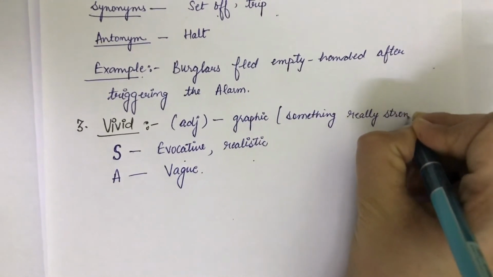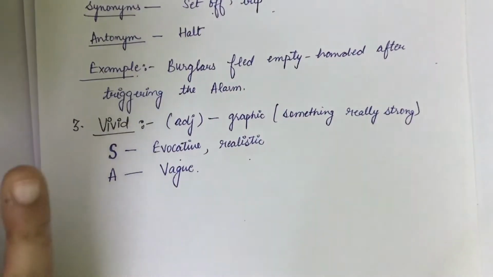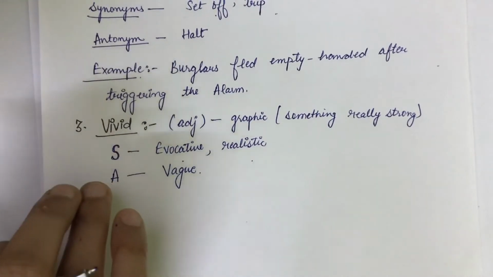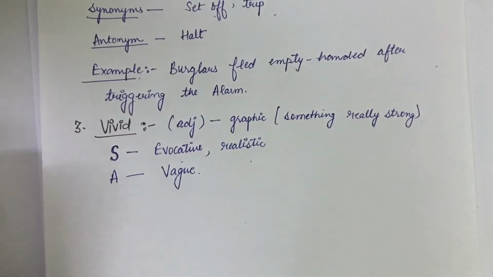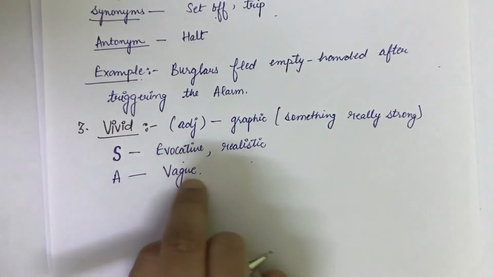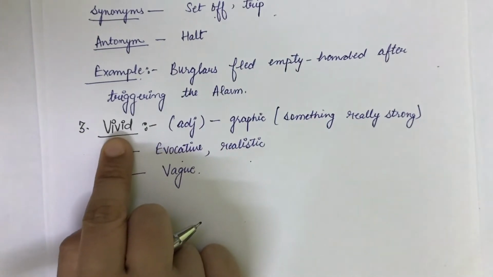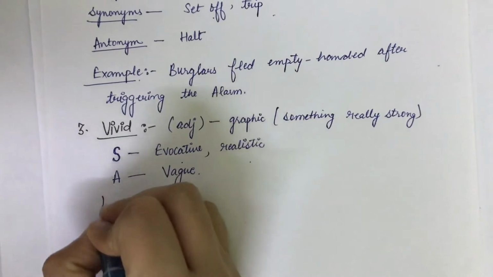and what is the meaning of vague here? Something that is in an unclear manner. Okay, so this is the opposite of vivid here. Okay, so if you want to write down something unclear, then you can use the word vague here. Okay, which is exact opposite of the word vivid. Okay, so now I am going to tell you example for this.